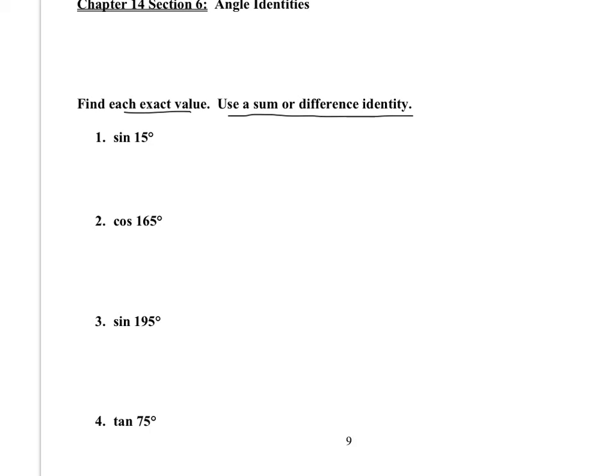So if I have the sine of 15, I can get 15 from a 60 and a 45 degree angle. So instead of writing sine of 15 degrees, I'm going to write the sine of 60 degrees minus 45 degrees, because this is essentially 15 degrees. So I'm going to use a difference identity. This is the same thing as sine of A minus B, where A is 60 and B is 45.